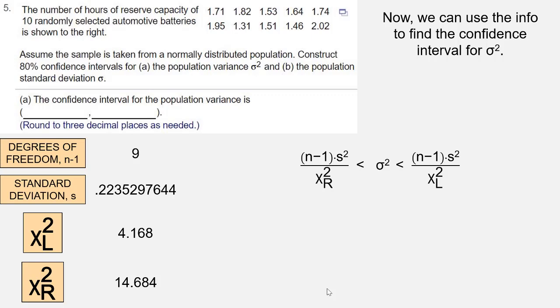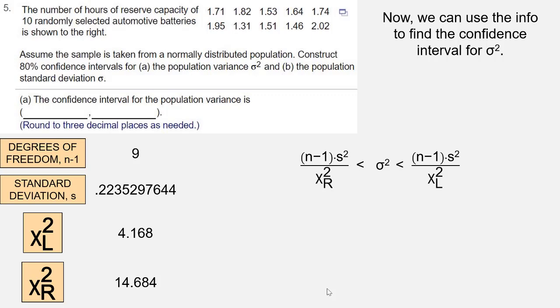N minus 1 is your degrees of freedom. The s is the standard deviation, but you have to square it, so it's actually the sample variance that's in the numerator here. And then for the chi-square values, the chi-square L value is on the right, and the chi-square R value is on the left. The reason for that is that the chi-square R value is going to be a larger number, and when you have the larger number on the bottom of the fraction, that makes the value of the entire fraction smaller. Making the bottom of a fraction bigger makes the value of the fraction smaller. So that ensures that the fraction on the left is smaller than the fraction on the right.